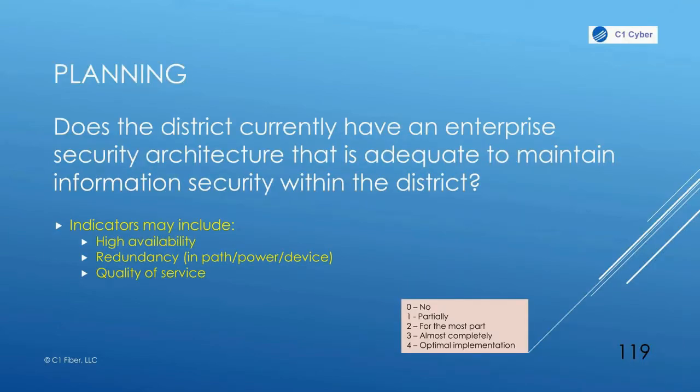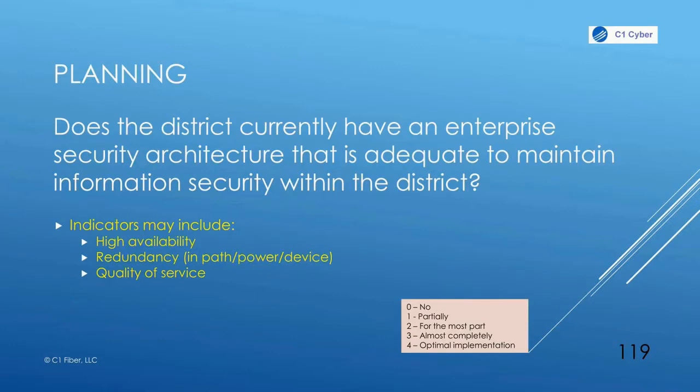Does the district currently have an enterprise security architecture that is adequate to maintain information security within the district? Indicators may include high availability, redundancy in path, power, device, and quality of service. If your organization does not currently have an adequate enterprise security architecture, score 0. Score 1 if your organization has a partially adequate enterprise security architecture.